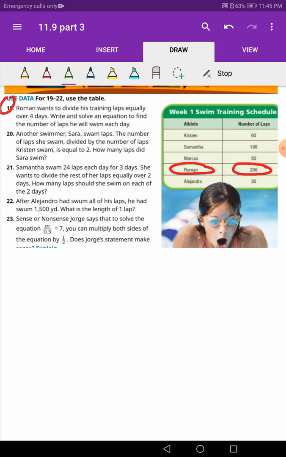So we know now that he swam for 4 days. Do I know how many laps he swam each day? No, I don't know. So it means 4 times m. Why times m? Because he was swimming every day. So 4 times m equals, what is the total number of laps that he swam? It's 200. So equals 200. Write and solve an equation.